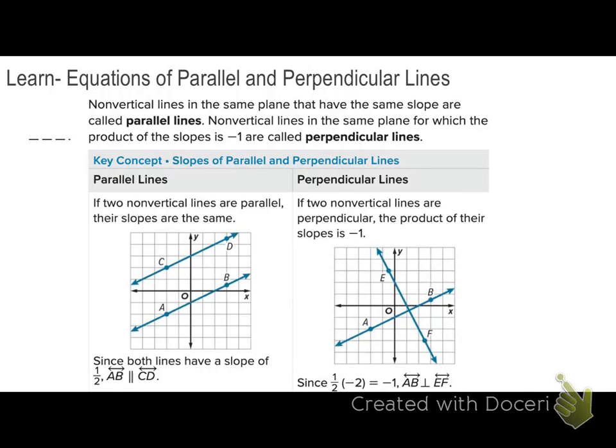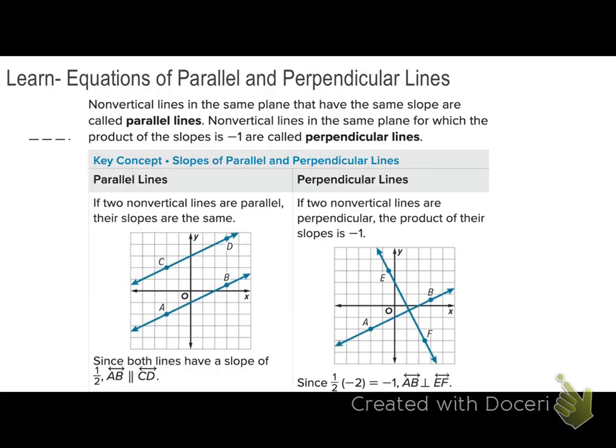Slope is -1. Could be. How do they intersect? They form specific angles when they intersect. What angles do they form when they intersect with each other? Right angles. Perpendicular lines intersect to form right angles. What are right angles? 90 degrees. Okay? That's how they intersect in a specific way. They intersect to form right angles.